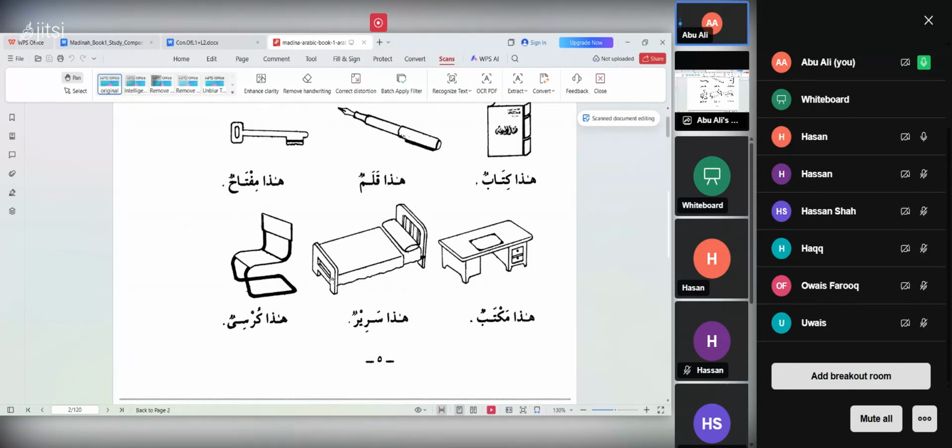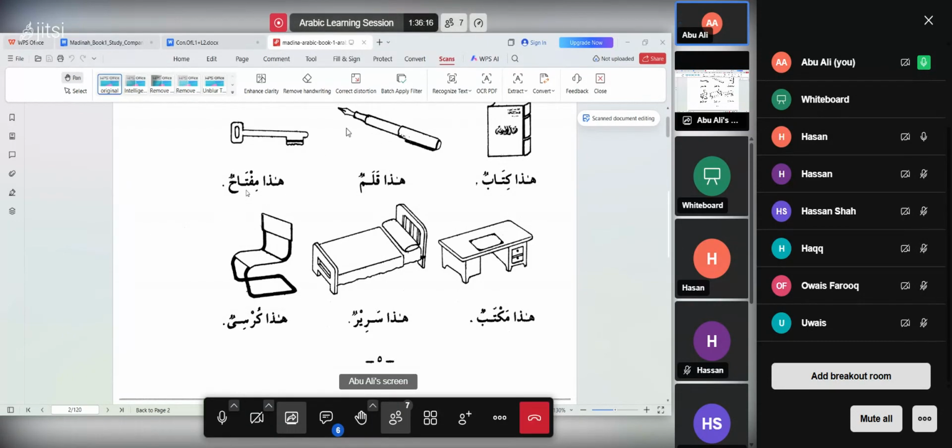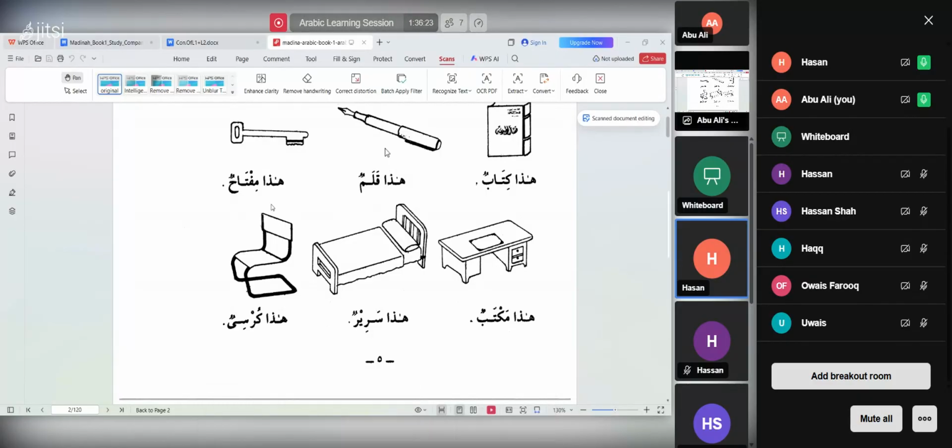هذا مفتاح. So هذا is the definite one. Miftahun is the indefinite one. Why is it definite? It's because it's a demonstrative pronoun, اسمه إشارة. The name doesn't matter.